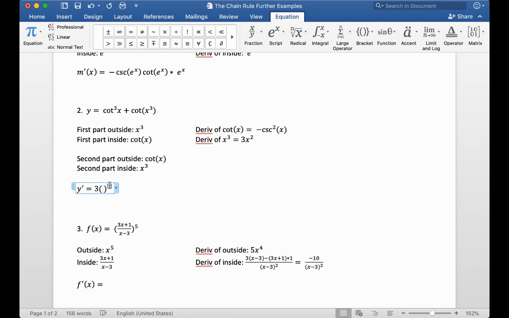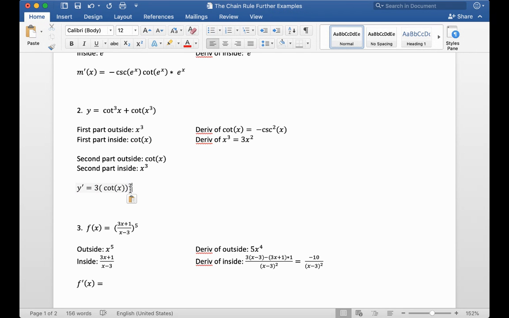We have to fill in the something in a bit. And so what goes inside is the inside function. And so if the inside function is cotangent x, it's going to be 3 cotangent of x squared times the derivative of the inside function, which in this case is minus cosecant squared x.